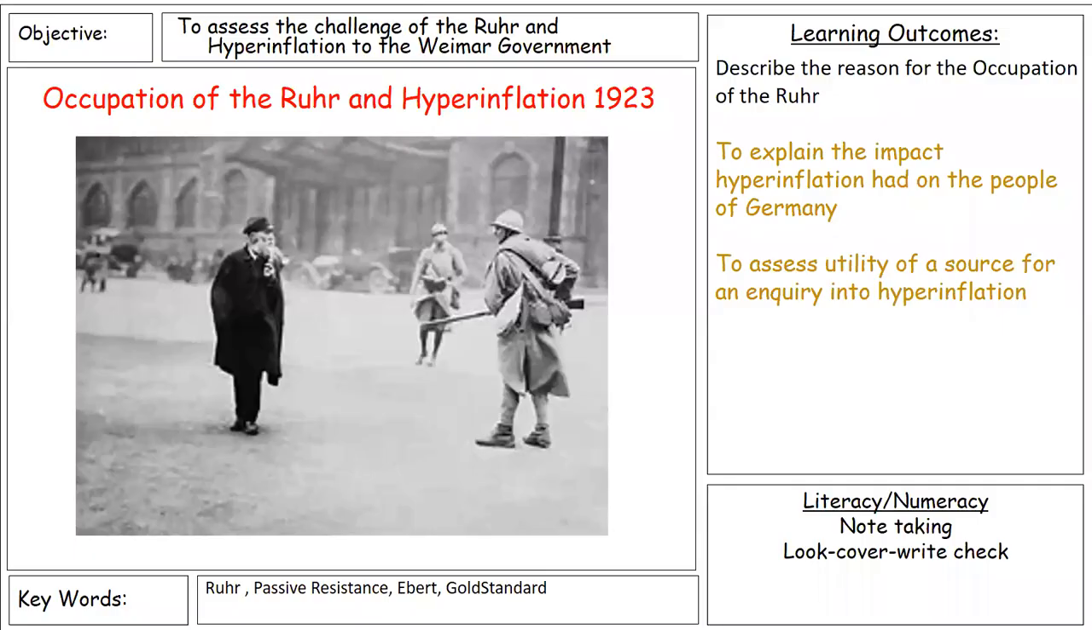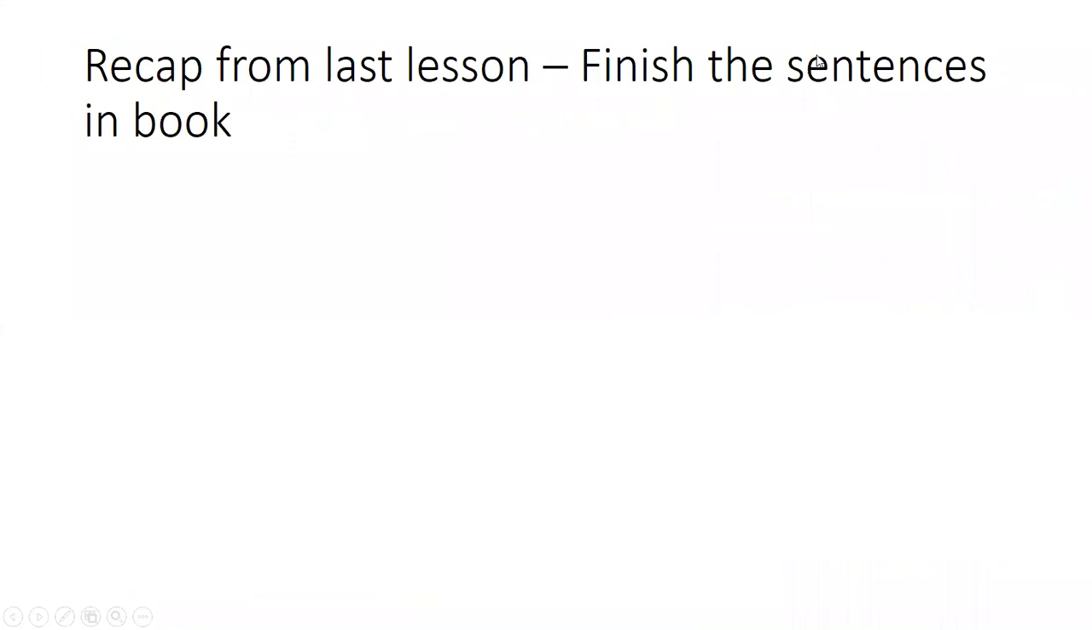And the point of this lesson is to be able to look at why the occupation of the Ruhr occurred, and then the effects and consequences that hyperinflation brought upon Germany in 1923, which once again caused significant issues for the government. Now, just as a little starter, finish the sentences here.